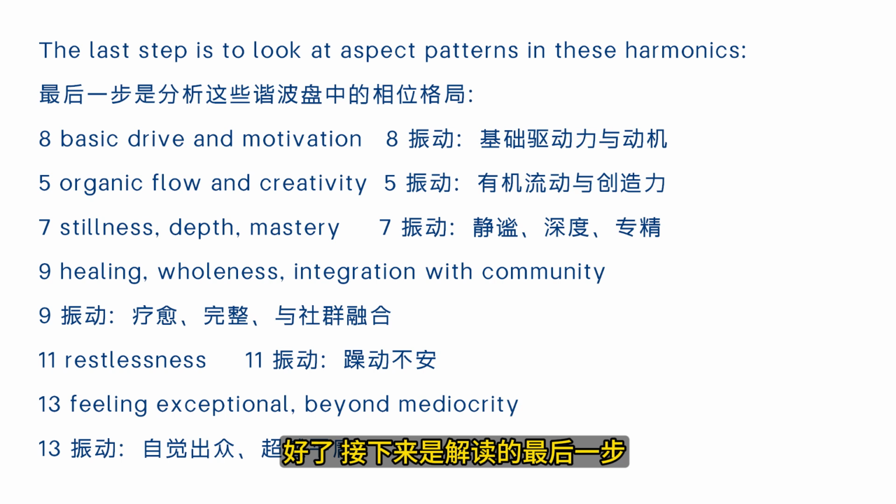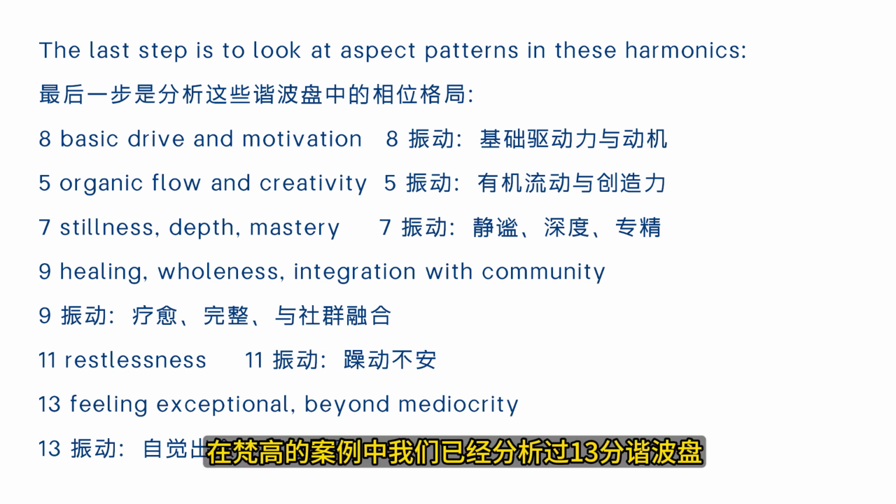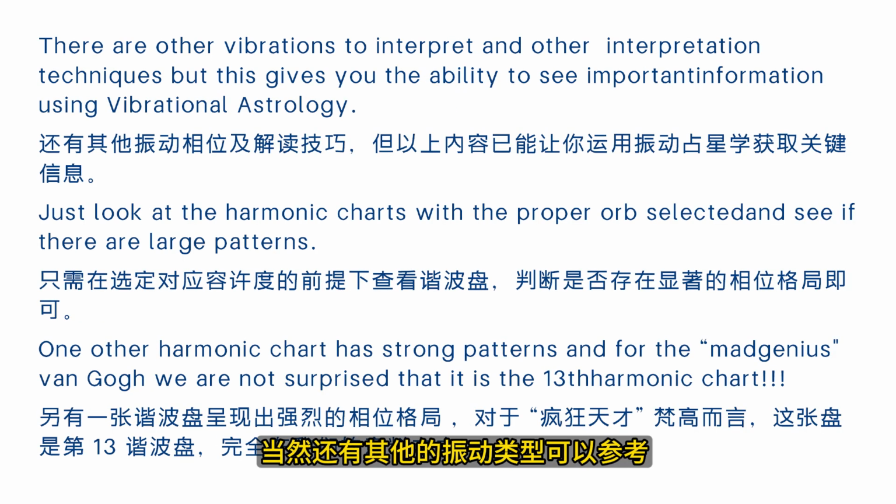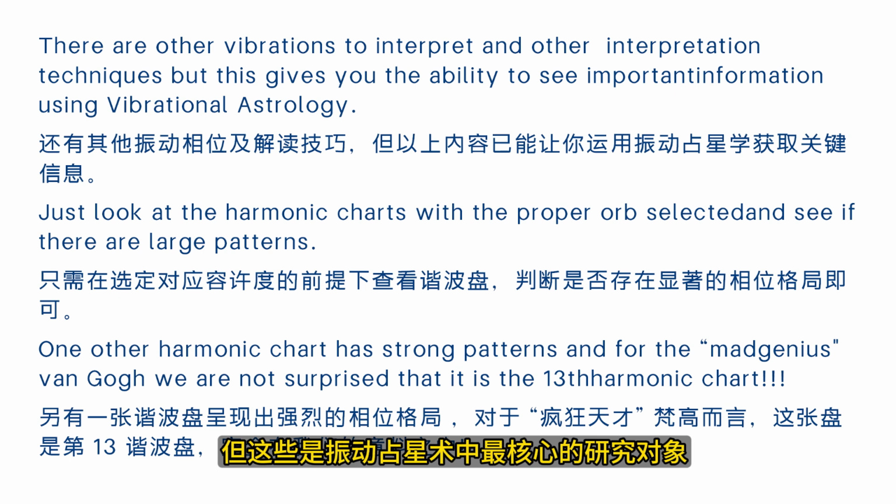Okay, and then the last step in the interpretation is we look at the 8th harmonic chart. I'll call it harmonic chart. That's a more common term for it, although I like to call it vibrational chart. We look at the 8th harmonic chart, the 5th, 7th, 9th, 11th, and 13th. And we've already looked at the 13th in the case of Van Gogh, because when we looked at the midpoint structures, it told us that 13 would be important. But we also want to look at 8, 5, 7, 9, and 11. And there are other vibrations, but these are the fundamental ones that we look at in vibrational astrology.